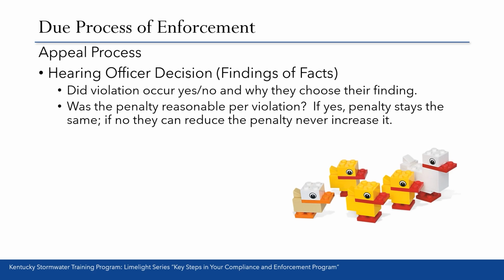If the appellant says that they feel that they are still wronged, they have an opportunity to appeal the administrative hearing officer's decision up to district court within 30 days. If this occurs, it typically goes up to your legal department. But this is why you always want to have that documentation and your ducks in a row.